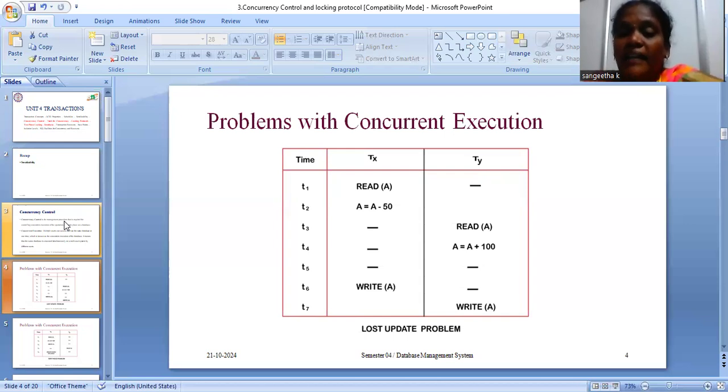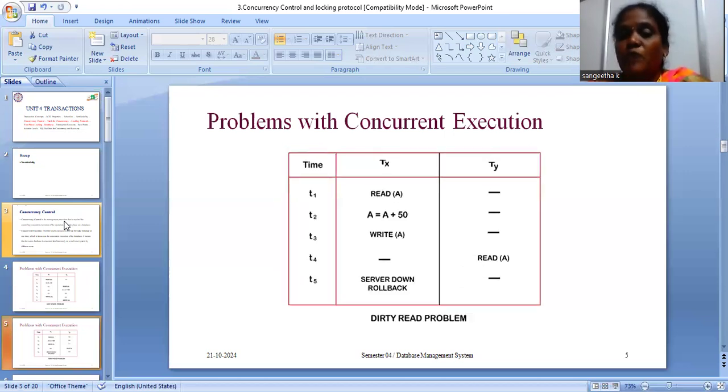During that time, the other transaction accessing the common data sees A's value as 100 again, so it performs the addition. Ty expects the value to be 200, but instead the value will be different because the lost update problem has occurred. So if multiple transactions access the data simultaneously, this kind of problem may occur.